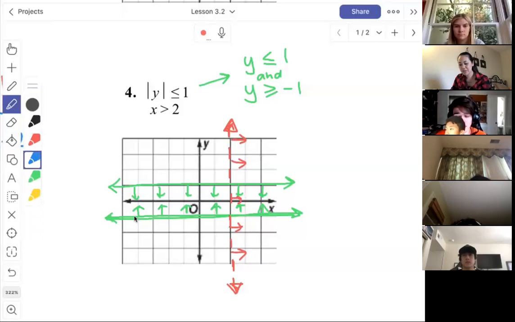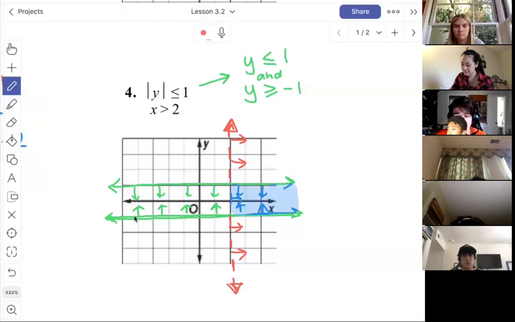All right, and then my intersection will be in between those 2 green lines and to the right of the red line. All right, and that is your final answer. Okay, so those were kind of more unique graphs, okay? But the idea is the same, okay? Graph them, find the intersection. Okay, any questions on that one?